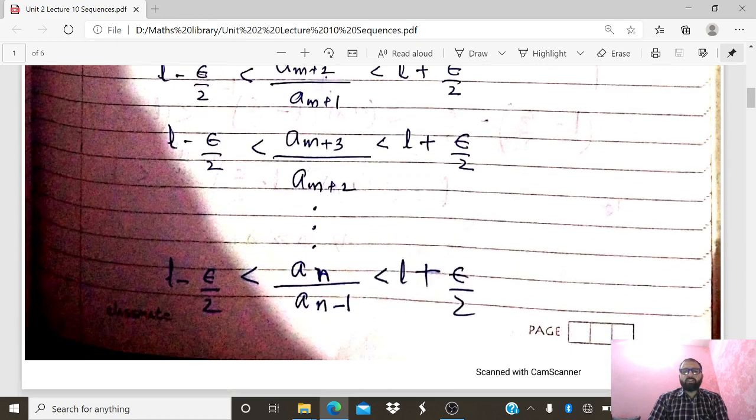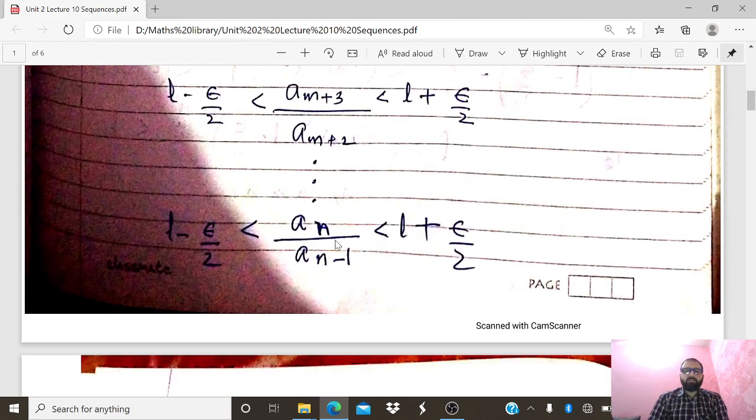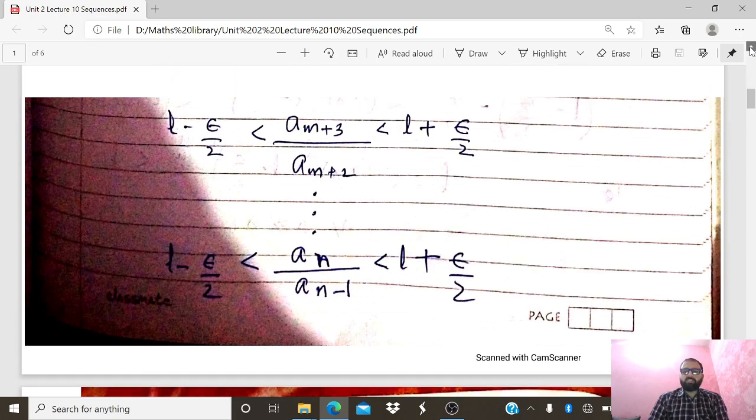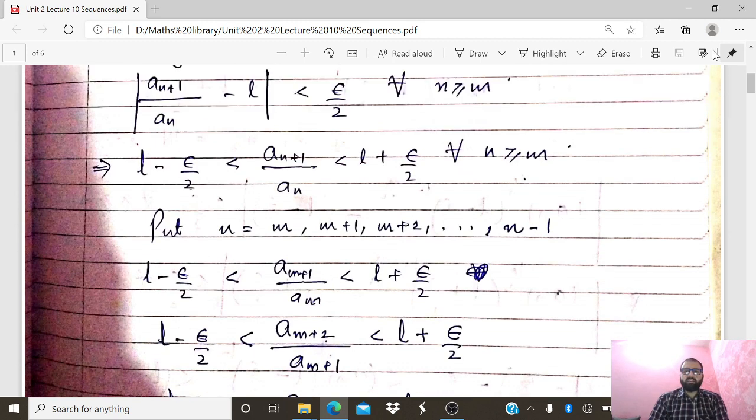Similarly, I go on doing this, and finally when I put n equal to n minus 1 in the above expression, as you can see clearly here, then this turns out to be a_{n-1+1}, which is nothing but a_n upon a_{n-1}, and that again lies between L minus epsilon by 2 and L plus epsilon by 2.